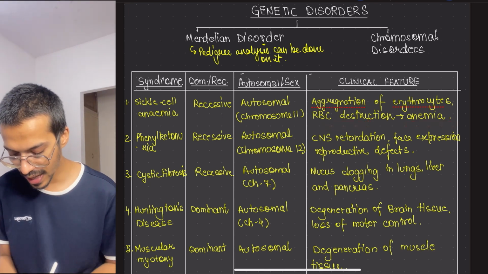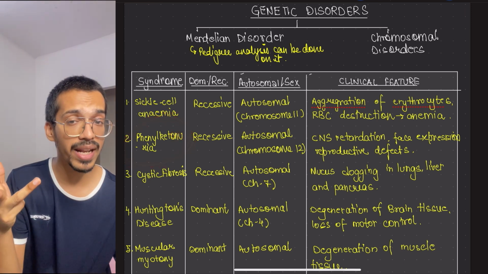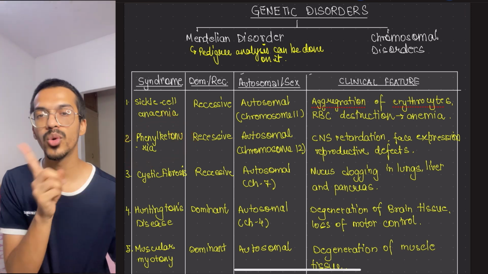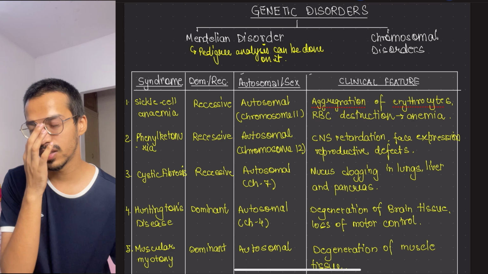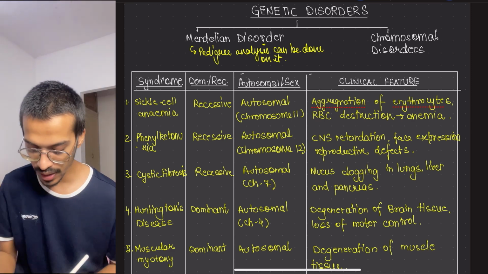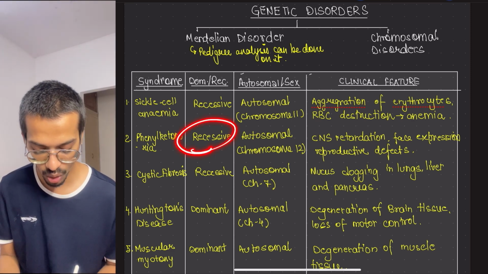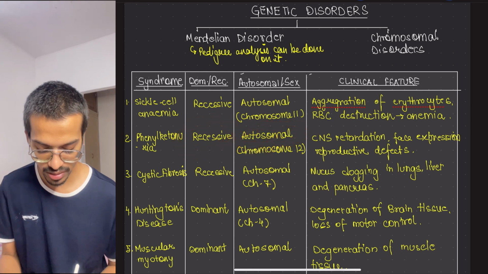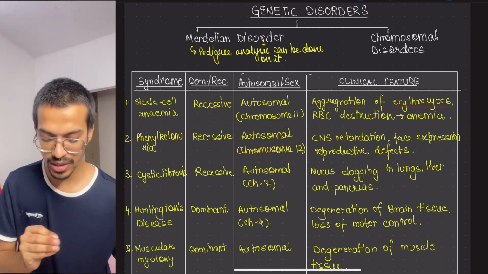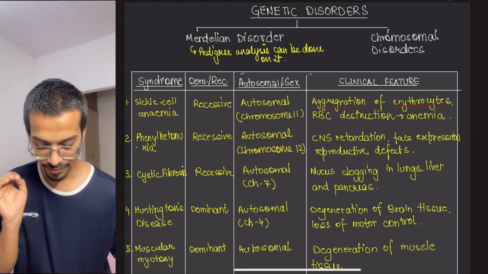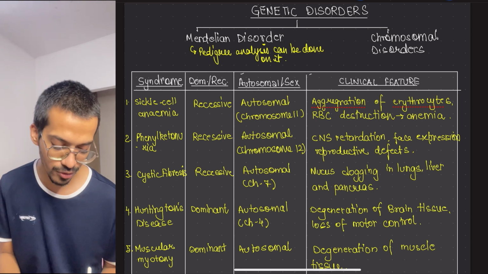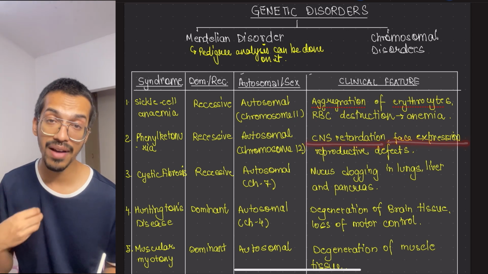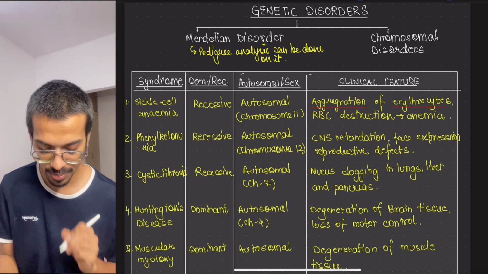Okay, next is phenylketonuria. We have already studied phenylketonuria. If not, then go back and see the topic pleiotropism. It is a recessive, autosomal disease caused by a gene defect on chromosome number 12, which leads to CNS retardation, inability to have proper facial expressions, and reproductive defects.